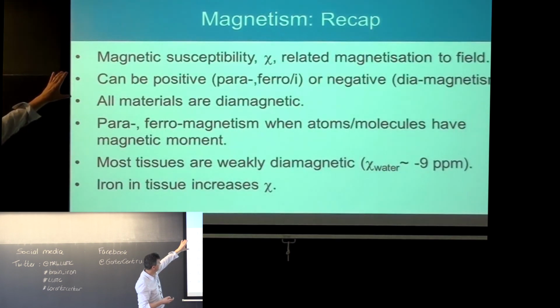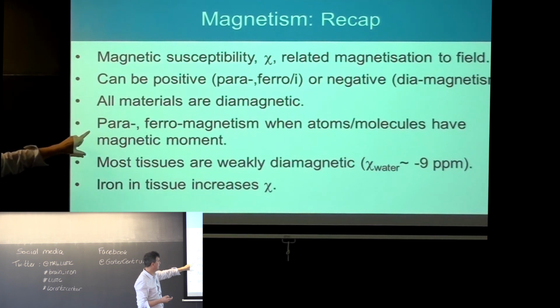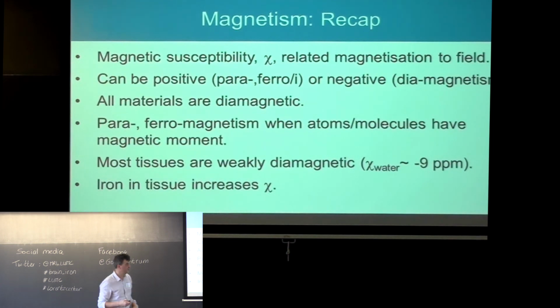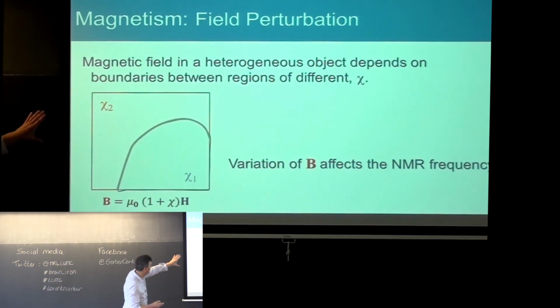So recapping on this, magnetic susceptibility relates the field to magnetisation, and can be positive or negative. All materials are diamagnetic. Para and ferromagnetism arise when atoms and molecules have magnetic moments. Most tissues are weakly diamagnetic because they're watery, but iron in tissues increases the susceptibility. So I have a few more, I'll go through these, I just pick out a few points.